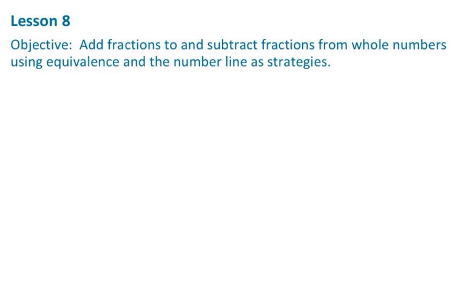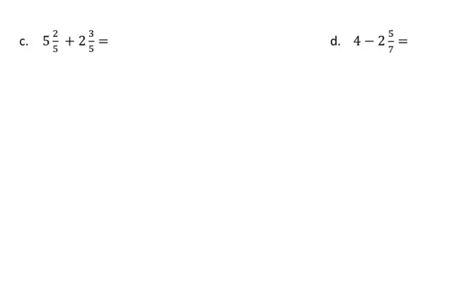This is Grade 5, Module 3, Lesson 8, and the objective is to add fractions to and subtract fractions from whole numbers using equivalence and the number line as strategies. So we're going to be using the number line for the homework problems here. And we do have number 1, and I'm going to do both examples, C and D.